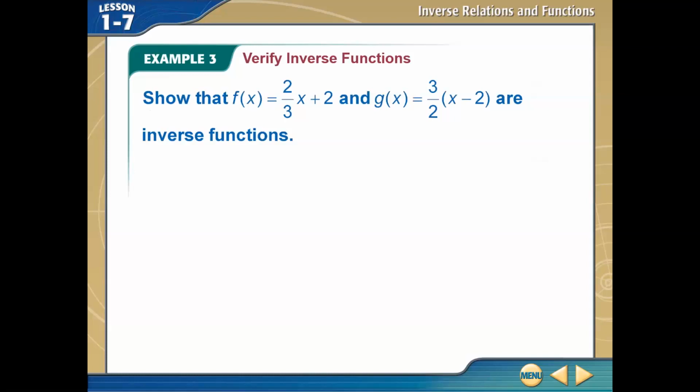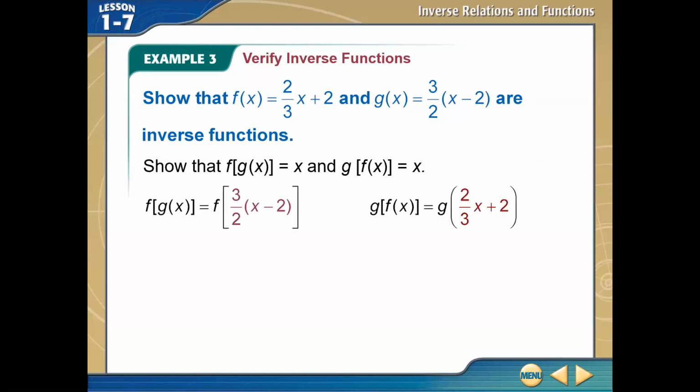Okay, so this requires you to compose them. So show that f of x, which is equal to 2/3 x plus 2, and g of x, which is equal to 3/2 times the quantity x minus 2, are inverse functions. So here they go. They're just doing composition of functions, exactly what we did last week.